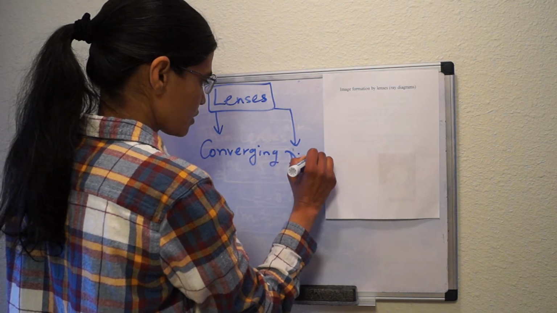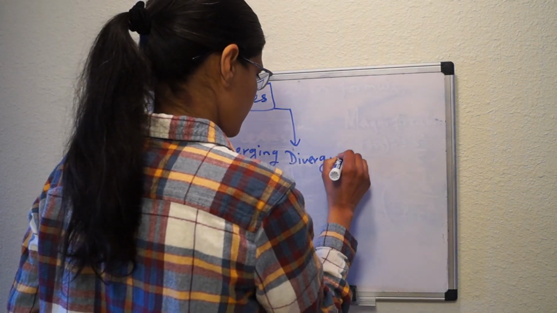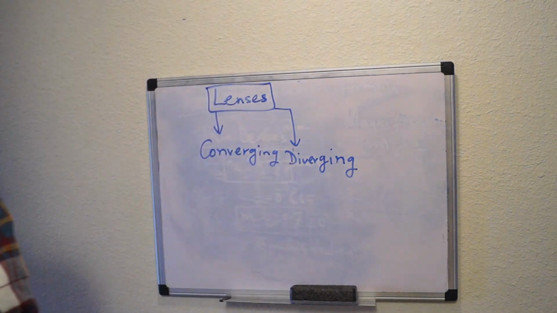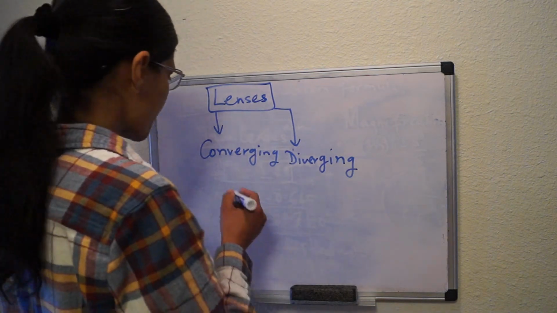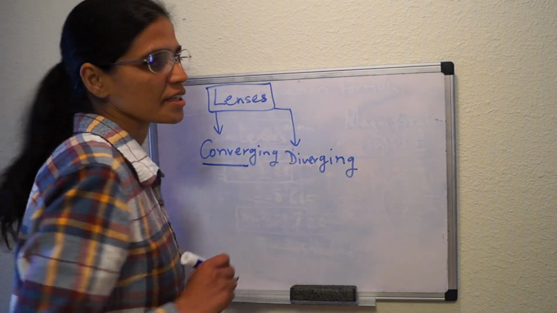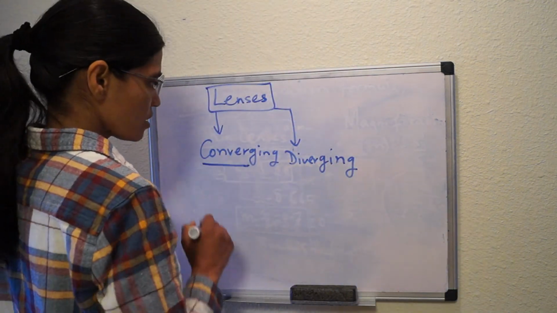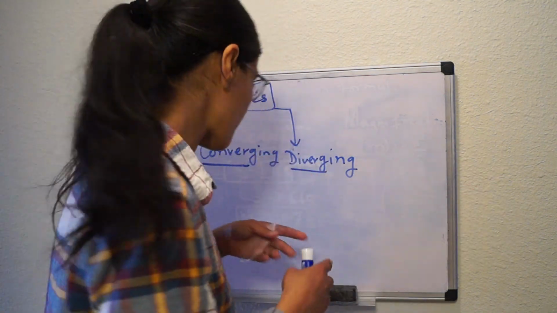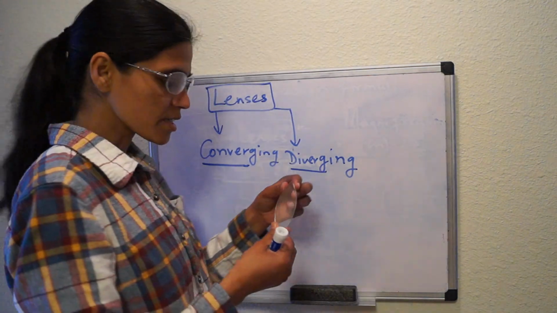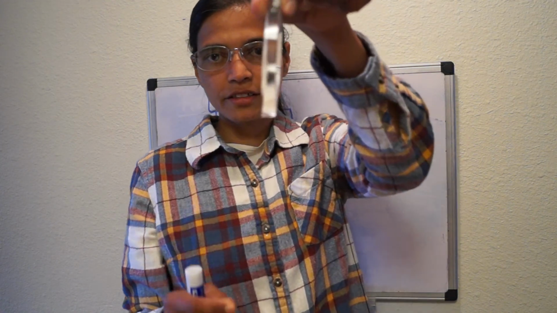Okay, diverging lens. Just from the name it seems kind of obvious, right? Converging means it has to converge the light, bringing all the light together. And diverge means it tries to take the light away from each other. So it turns out this is a type of converging lens here. Do you see? It looks kind of like this, right? So this is a converging lens.